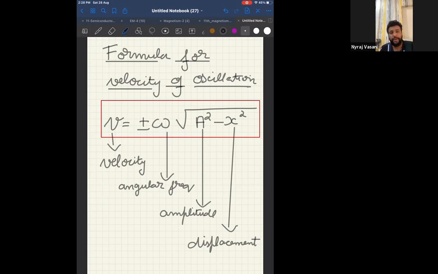And what is the general formula for velocity? Displacement by time, correct? That formula can be used in every chapter. But this formula, plus or minus omega root of a square minus x square, can be used only in oscillation.